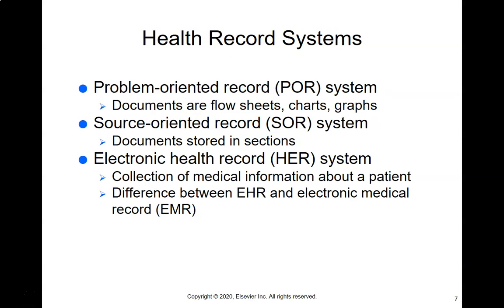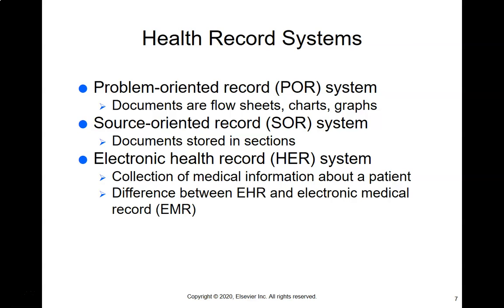Health record systems. The POR, or the problem-oriented record, is a system that allows a physician to quickly locate information and compare evaluations. The SOR, the source-oriented record, is a system that organizes documents into sections, not by data.